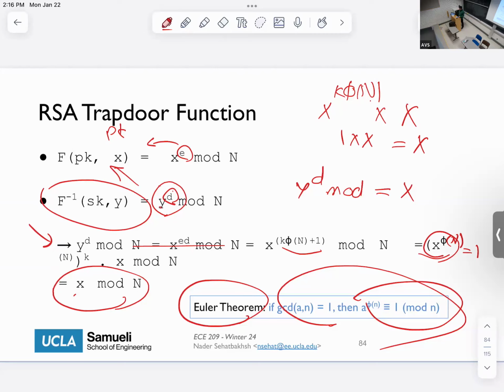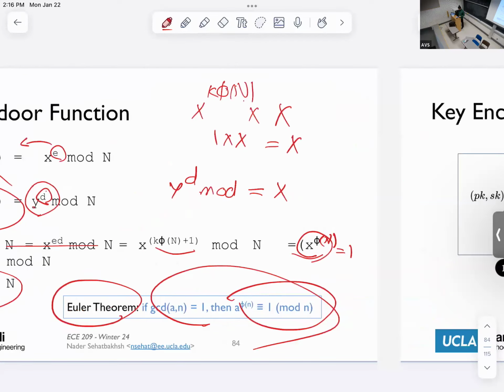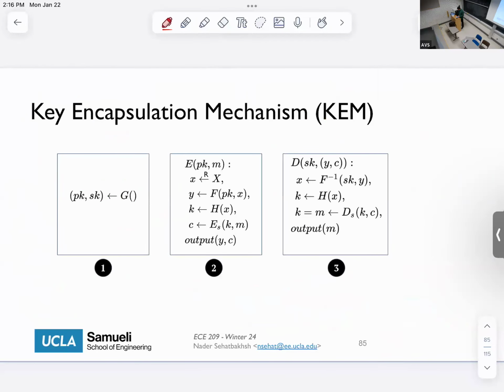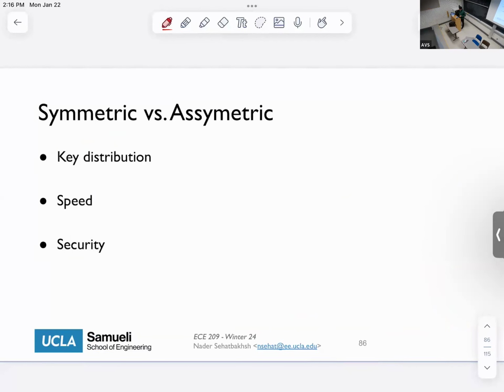And again, I think the easiest way to understand this is trying to derive this math for yourself, and you will see how from y to the power of d we get to x. Okay. So yeah, this is kind of it for this.